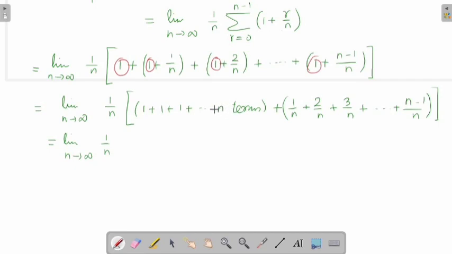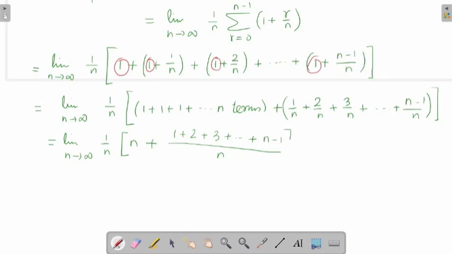n ones are there. If I ask you to add 3 ones, your answer will be 3. If I ask you to add 10 ones, 1 plus 1 plus 1 till 10 will be exactly 10. So if you are adding 1 n times, then this sum is going to be exactly n. Now observe this. What is the LCM? LCM is n. So you get 1 plus 2 plus 3 plus, till n minus 1.